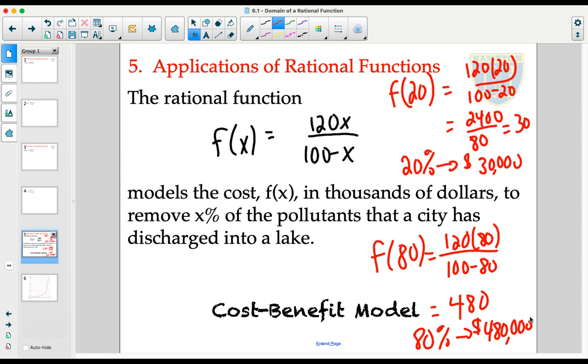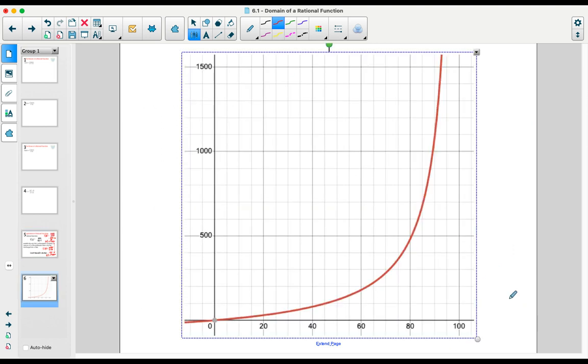Now, if this model was actually being used in a realistic situation, an actual city attempting to clean up its lake with this model, they would have to balance the want of removing the pollutants with the cost. And clearly, there becomes a point where, for a small town or small city, it might be cost prohibitive to say, let's clean up the entire lake, or as much of the lake as we possibly can. That point becomes very obvious when you look at the graph.